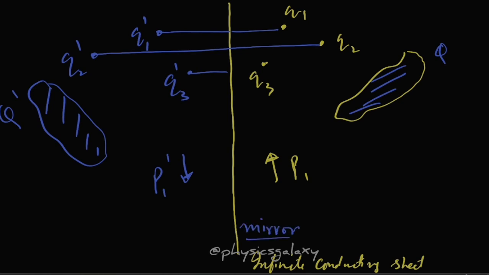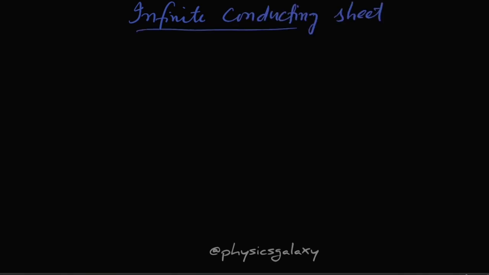Okay, as if there is some mirror in place of the infinite conducting sheet. So you have to do this kind of mirroring thing in these problems. So let's take one example: an infinite conducting sheet which has been grounded.